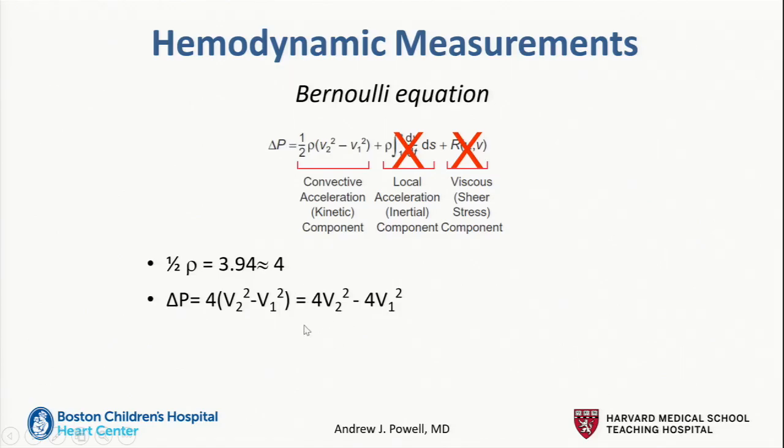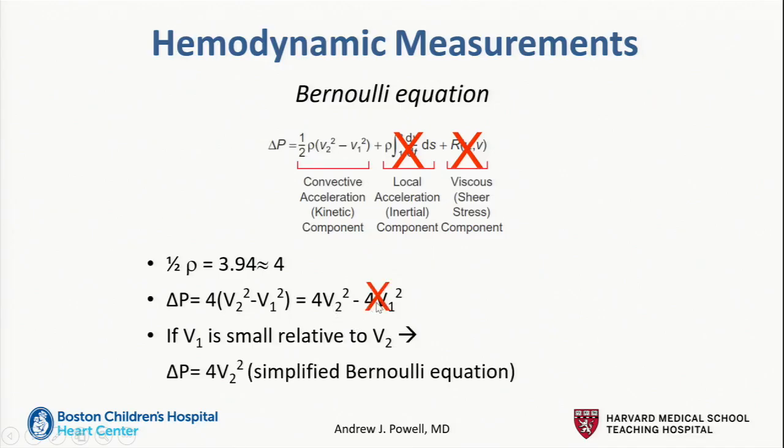And then the final simplification is, if the velocity at the proximal point is relatively small compared to the distal point, then you can ignore this component of the equation, and it all simplifies to this: the change in pressure is equal to 4 times the velocity squared, and this is called the simplified Bernoulli equation.